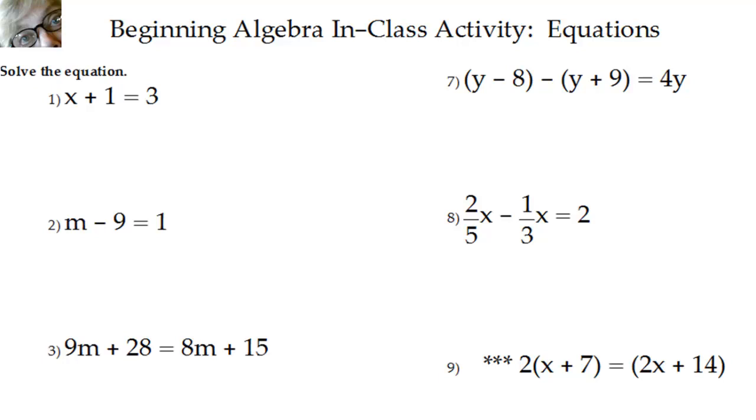And now I've got 1y plus negative 1y. 1 plus negative 1 is 0, right? So this is going to be 0y, which is 0. And negative 8 plus negative 9 is negative 17. Equals 7y.